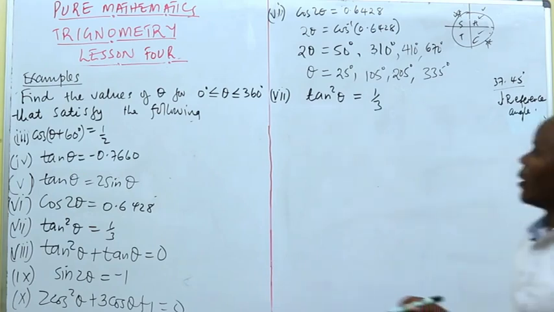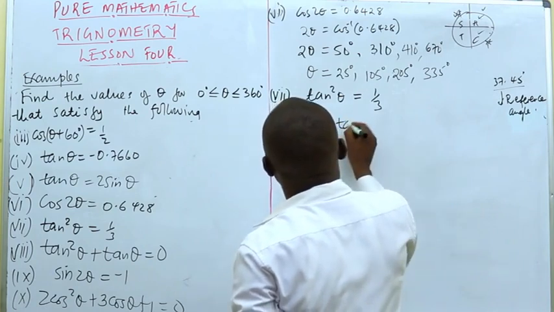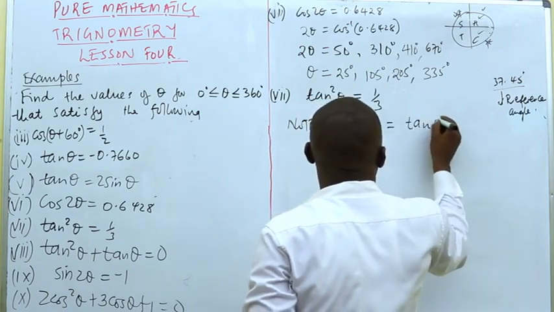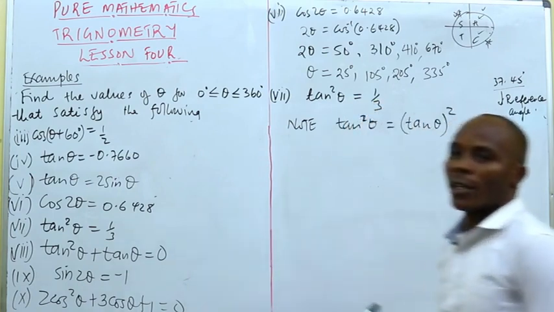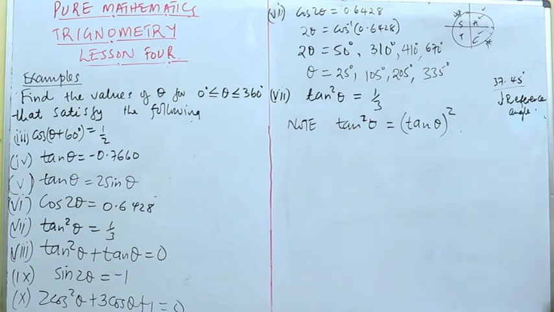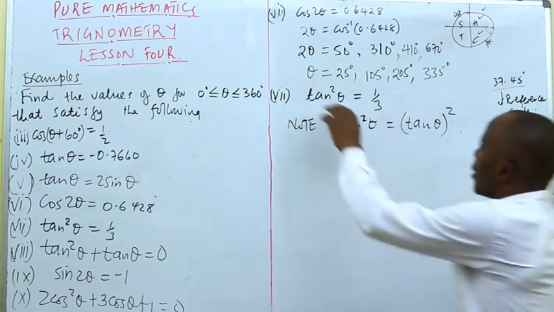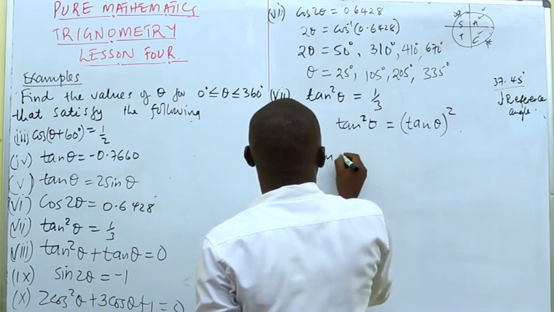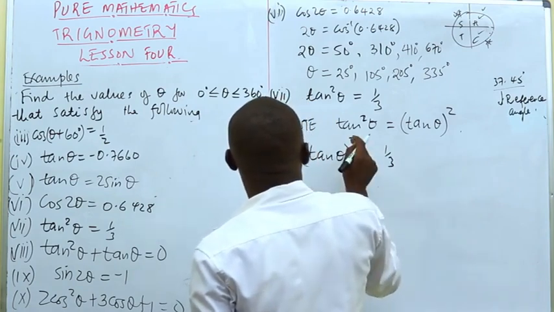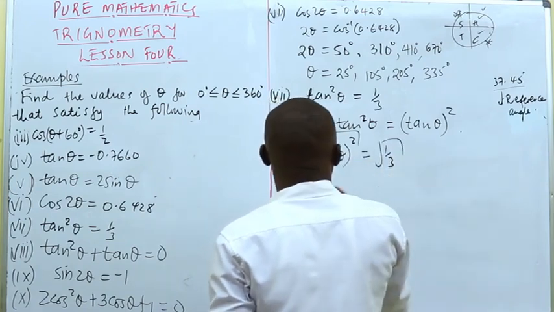It is equal to a third. Now, tan squared theta is the same as tan theta, but everything is squared. In a trig form, we have to write it like this, but its meaning is that one. Therefore, I can say that I have the tan of theta, everything is squared, is equal to what? So how do I do away with this 2? You take the square root on both sides.